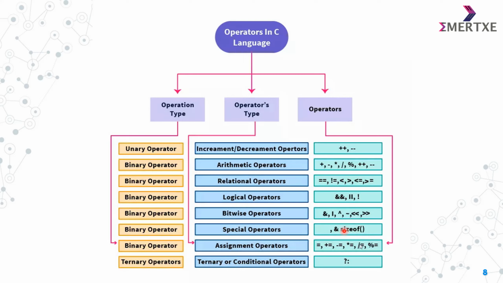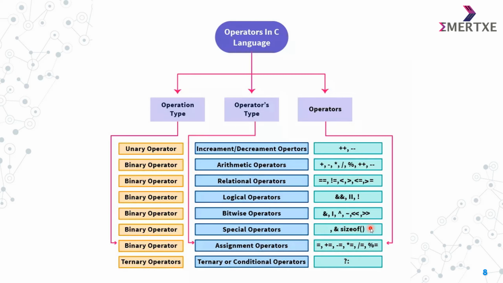ternary or conditional operators. This column represents the symbolic representation of these operators, like plus plus for increment, minus minus for decrement, then double equal to for comparison, then single equal to means assigning some value to the variables, then this means not equal to, then greater than, less than, greater than or equal to, less than or equal to are used for comparison. And then these are the logical operators symbols like AND, OR, and NOT. These are some bitwise operators, AND, OR, then left shift, right shift. These are some special operators, and these are some assignment operators, and this is the ternary operator.